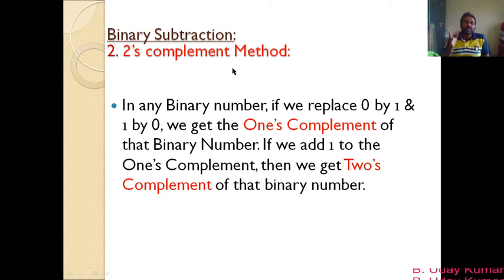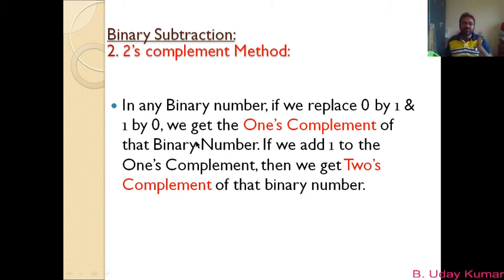But remember, if the ones complement method is clear to you, this twos complement method will be easier to you, because the twos complement method also consists of the ones complement method. So anyway, just check it out. What is the twos complement method? You know that in any binary number, if we replace 0 by 1 and 1 by 0, we get the ones complement of that binary number. We already have done it.